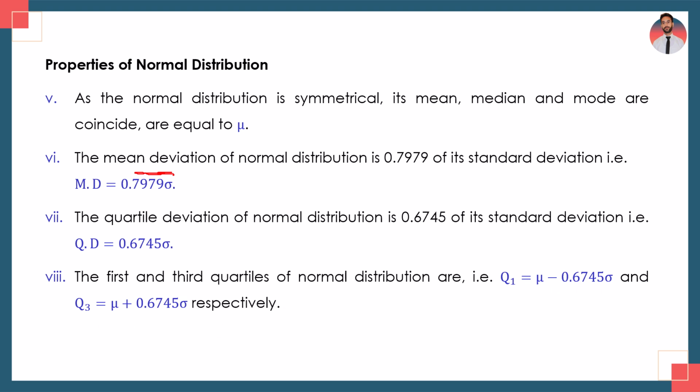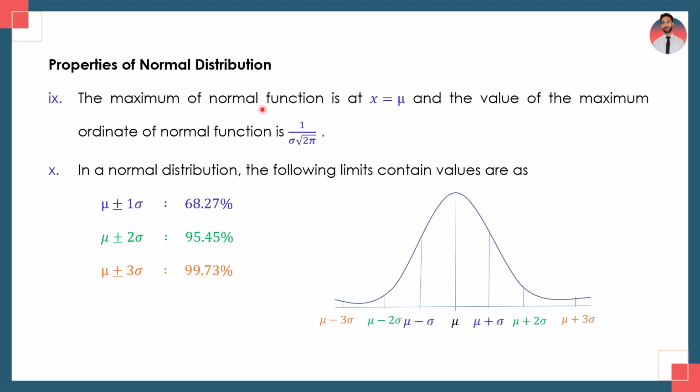Q3 is mu plus 0.6745 of sigma. That is the eighth property of the normal distribution. In the ninth number, the maximum of the normal curve or function is at x equal to mu, and the value of the maximum ordinate of the normal function is 1 over sigma under root 2 pi.